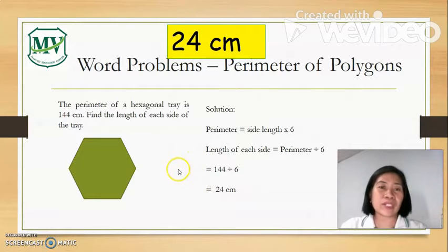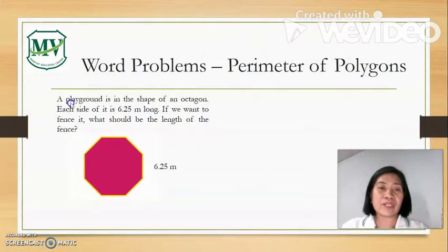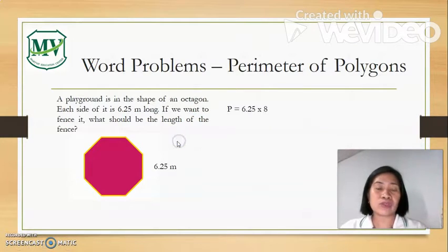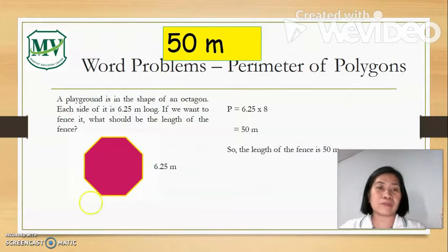Now let's move on to another example. A playground is in the shape of an octagon. Each side of it is 6.25 meters long. If we want to fence it, what should be the length of the fence? An octagon has 8 sides, and we are given a length of each side which is 6.25 meters long. So the length of the fence will be 6.25 times the number of sides of the octagon, which is 8. So 6.25 times 8 is equal to 50 meters. So the length of the fence is 50 meters.